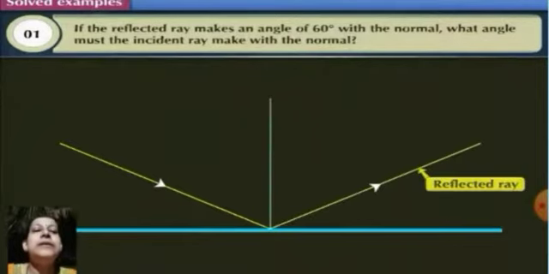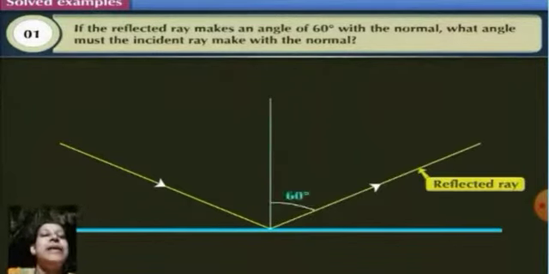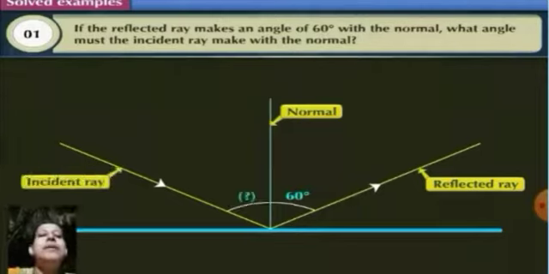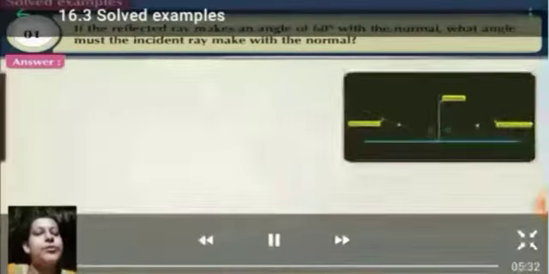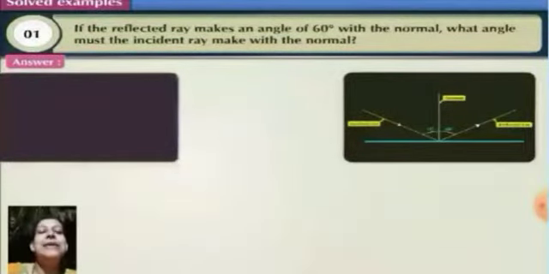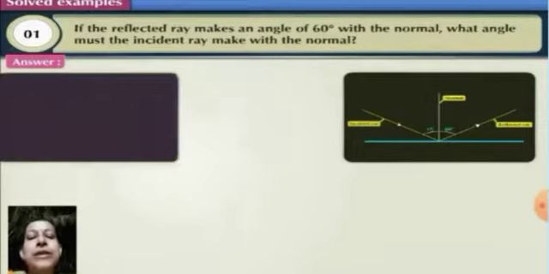If the reflected ray makes an angle of 60 degree with the normal, what angle must the incident ray make with the normal? Okay students, so here what is the question asked? You have to understand carefully here. So what is asked is, if the reflected ray makes an angle of 60 degree with the normal. So you know normal is a perpendicular which is drawn on the surface of the mirror, whose angle is 90 degrees since it's a perpendicular.